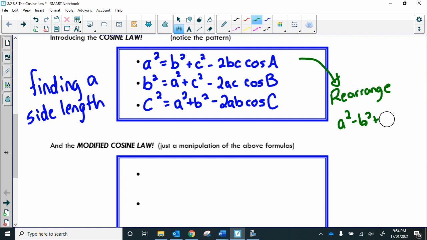And I just wrote a plus. Minus b squared minus c squared over, and because I have this negative 2bc cos A, if I want to get cos A all by itself, I'm going to divide by negative 2bc. That's going to give me cos A. I want to simplify this as much as possible. I see a lot of negatives here, so I'm going to take a negative out. When you take a negative out, you're left with a squared plus b squared plus c squared.